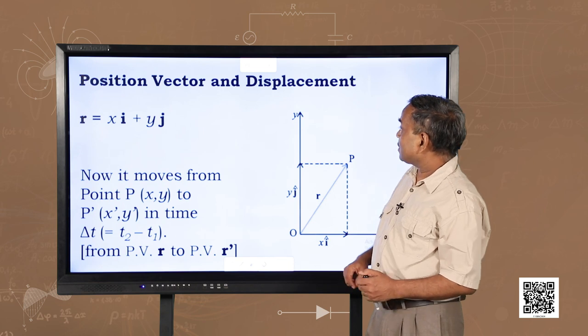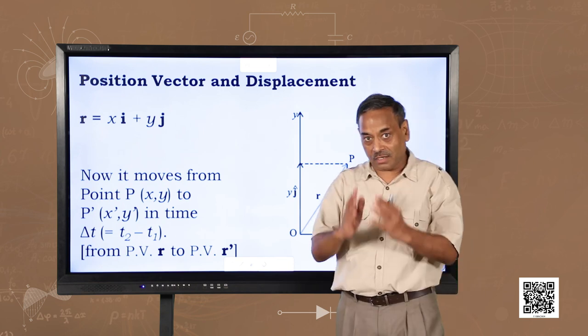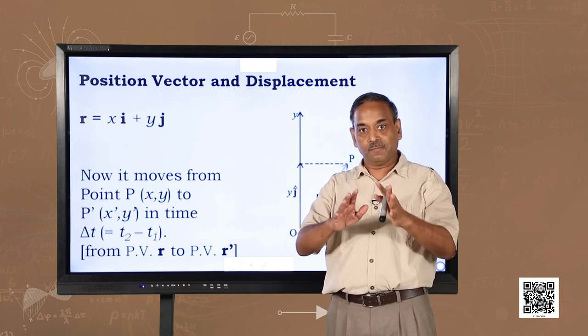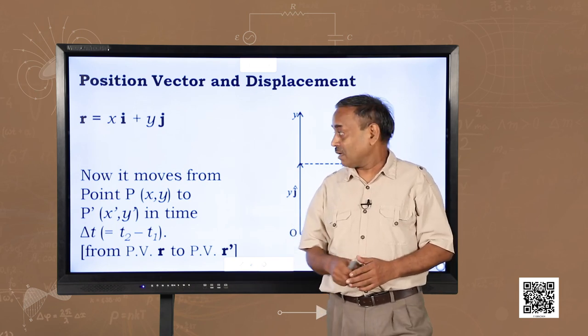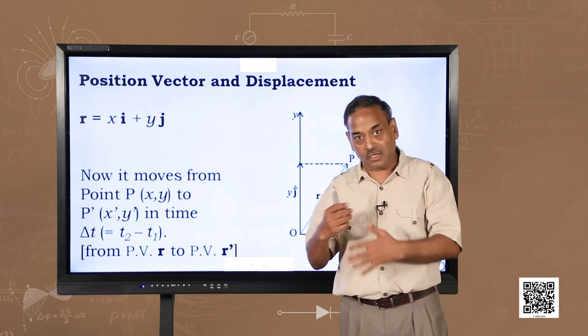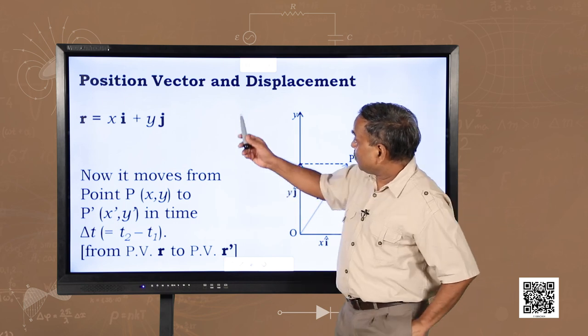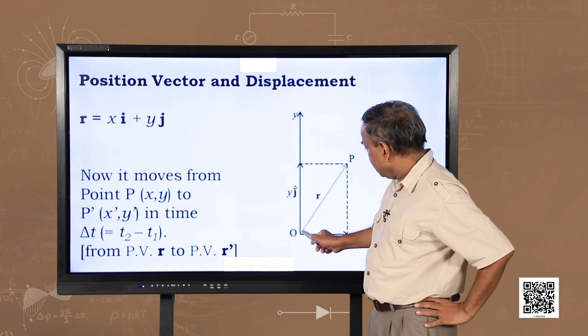Now, position vector and displacement. Let me come out of this algebra. Vector algebra is complete. Now let us come to the physics side. Pure physics. Some physics I have already discussed, but let us be pure in physics. Now this is a position vector. This is a point O here.